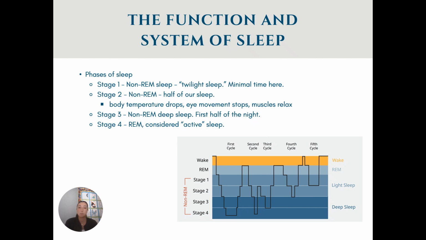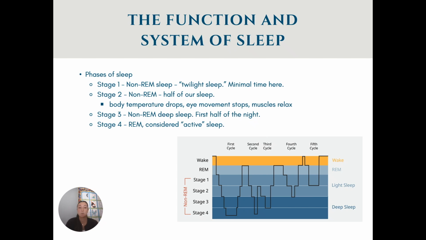Stage 2 is also considered non-REM sleep, and this is where we spend about half of our total sleep time. During this stage, the body begins to power down. Our temperature drops, our muscles relax, and our eye movements stop. It's a very important stage for maintaining regular sleep rhythms. Stage 3 is deep non-REM sleep. This is the restorative stage when the body repairs tissues, builds bones, and strengthens the immune system. It's much harder to wake someone from this stage, and we tend to get the most deep sleep in the first half of the night.